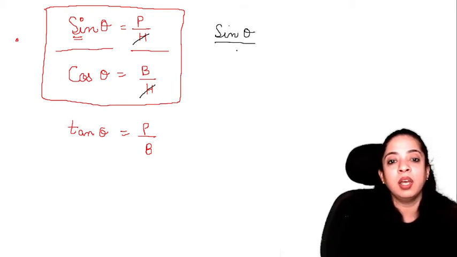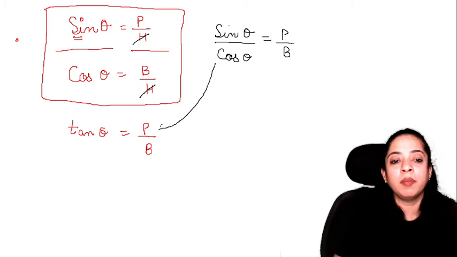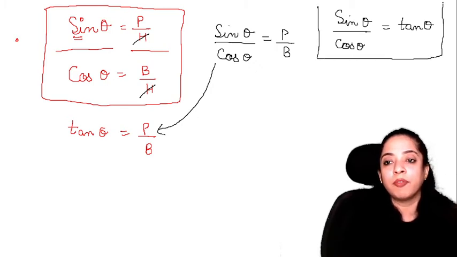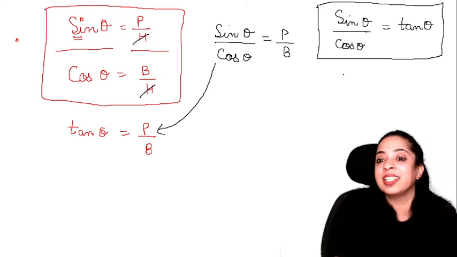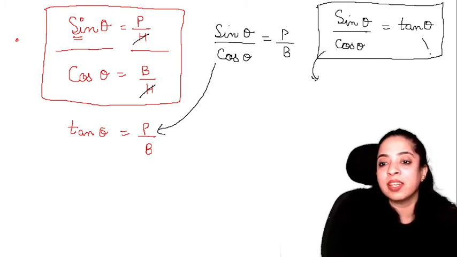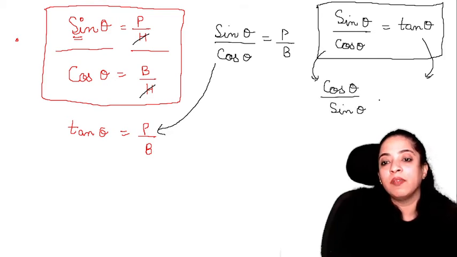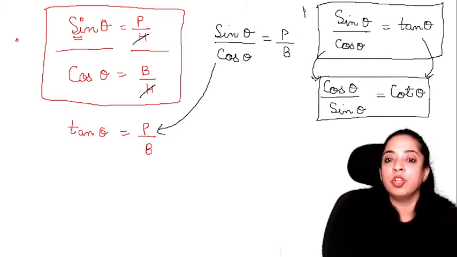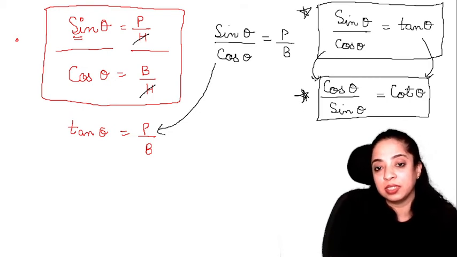So sine theta by cos theta will be equal to perpendicular by base. But you see here, perpendicular by base is tan theta. So you can say that sine theta by cos theta is equal to tan theta. This is what you have to understand: sine theta divided by cos theta is tan theta. Now if I take the reciprocal of this and the reciprocal of this, I will get cos theta by sine theta equal to 1 by tan theta, and 1 by tan theta is nothing but cot theta, right? These two things you should remember. We will use them in making identities.